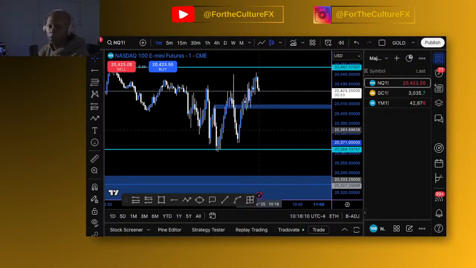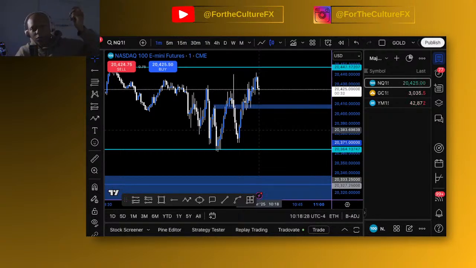I'll post a picture of it into the Telegram, because I don't know how to set it up on my OBS to screen share TradeLocker, and then I might have to resize it and everything. But I'll drop a picture in the Telegram. If you want to join the Telegram, the link is in the description below.